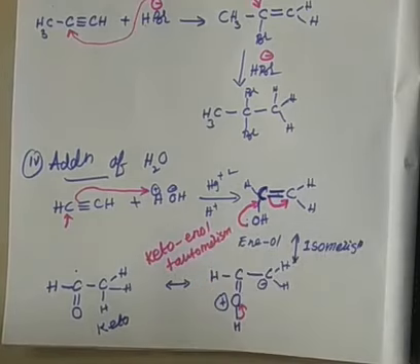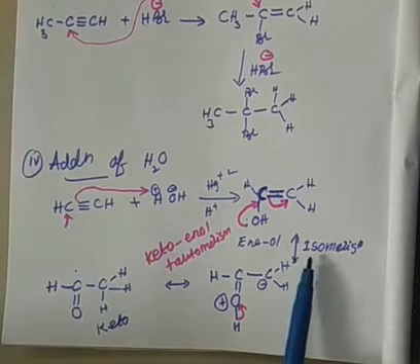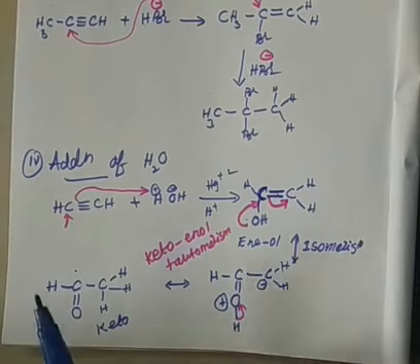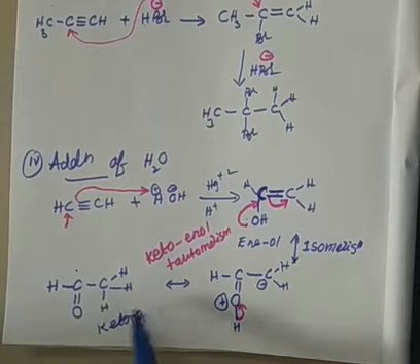Don't worry about the word, just remember isomerism. Enol on isomerization will form a ketone group. What is the name of this compound?